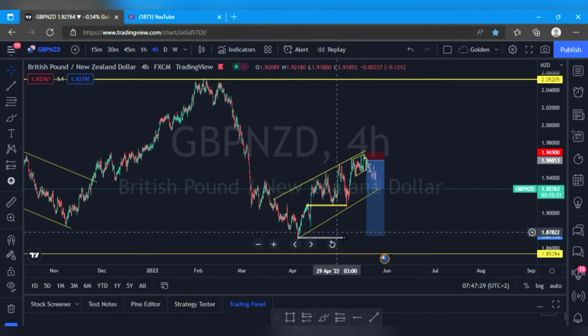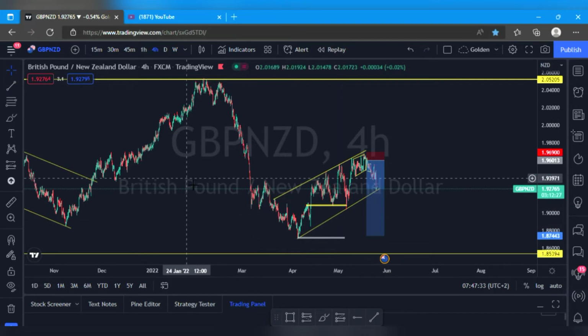This is a British pound versus New Zealand dollar. So what we are looking at right here is the 4 hours time frame, which is the bigger time frame. And this is one of the trades that I've been managing. I am on in this trade, and I just want to explain something right here.